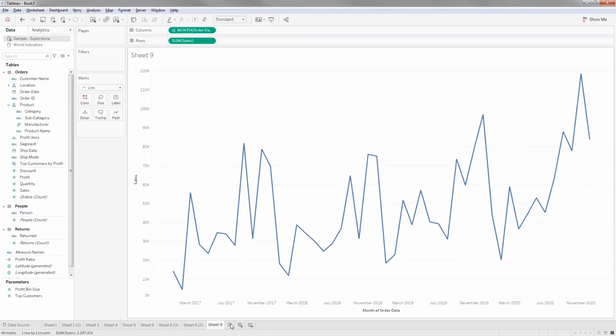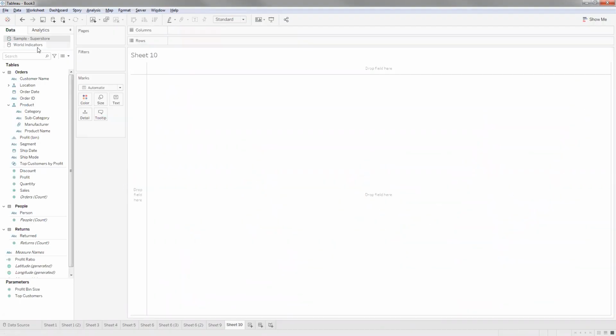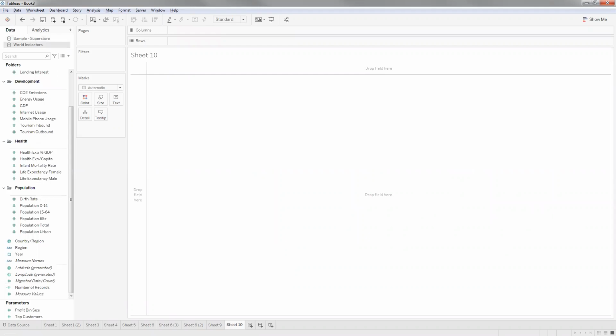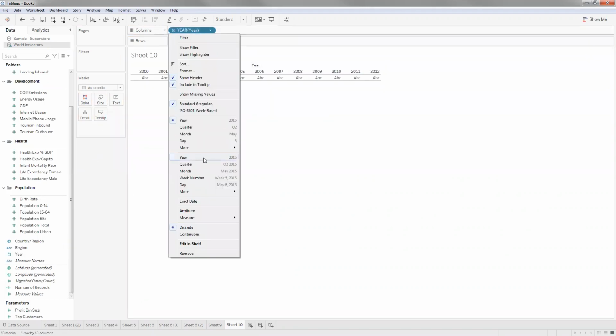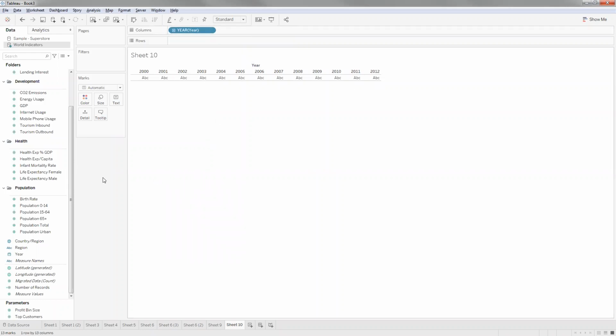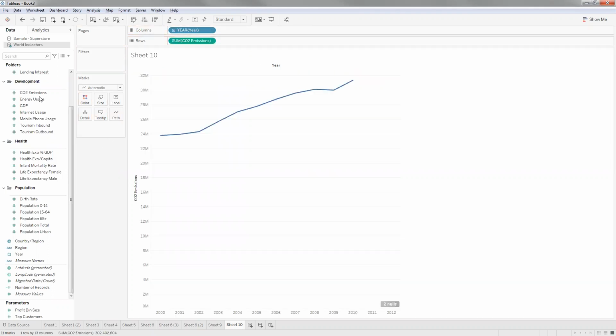Let's just go with one more example here. Let's connect to the world indicators data and just get the year column. Here there is only year level information given. There's no month or day. So let's just go with it for the time being, and let's see maybe our CO2 emissions and energy usage.